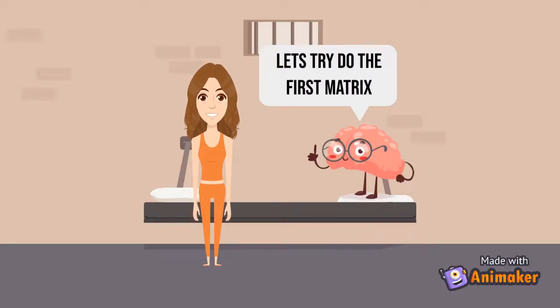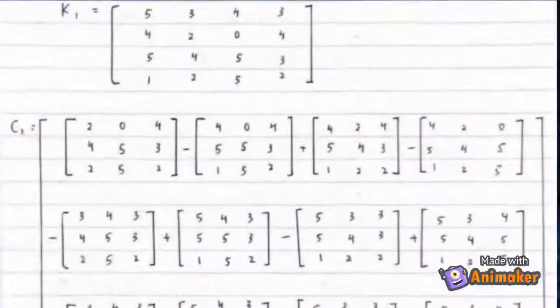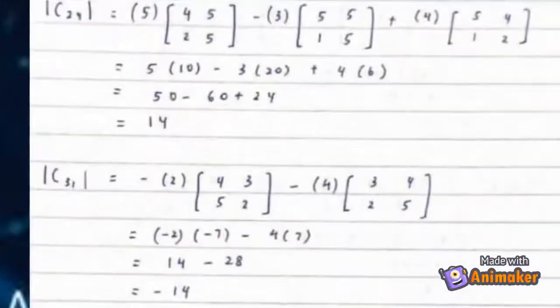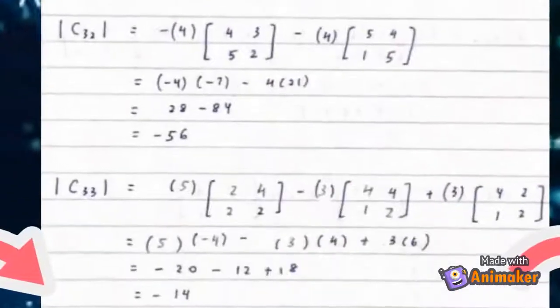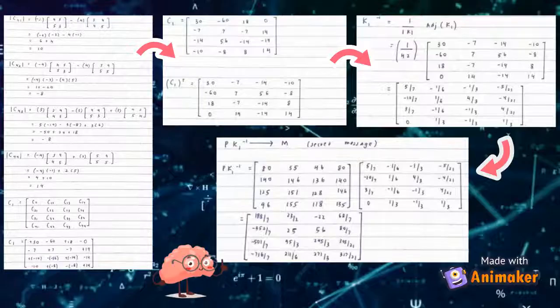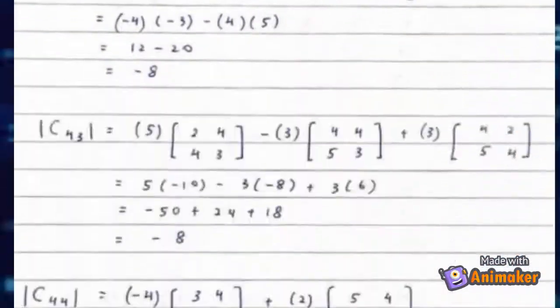Let's try to do the first matrix. First, we need to find the inverse of matrix K by using the adjoint method. Then, by eliminating one row and one column, 16 sets of 3 by 3 matrices are formed, and the minor of each matrix is found to form a 4 by 4 matrix of the cofactor. Find the minors of C41 and so on. The matrix of cofactor is shown here.